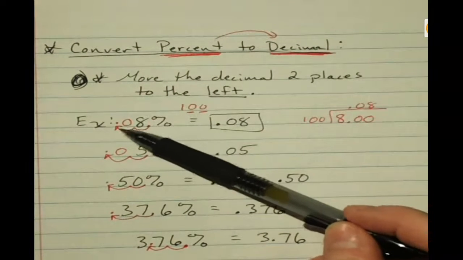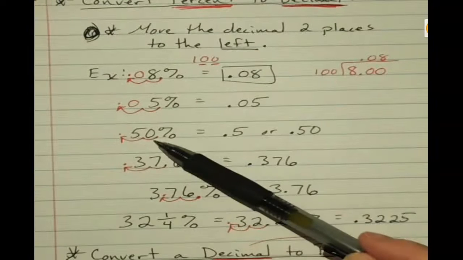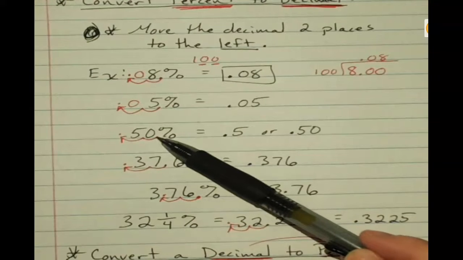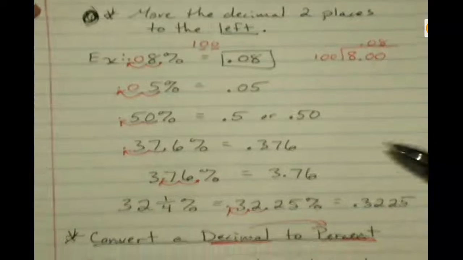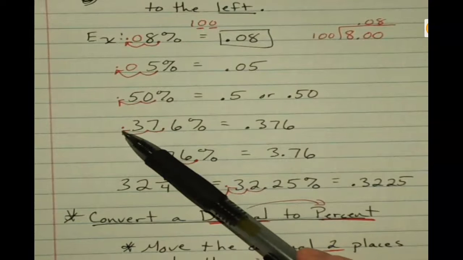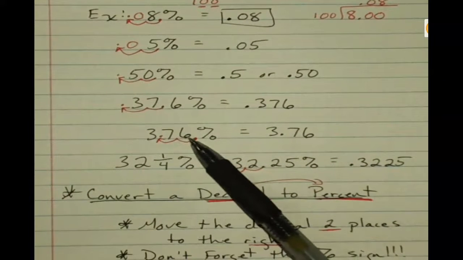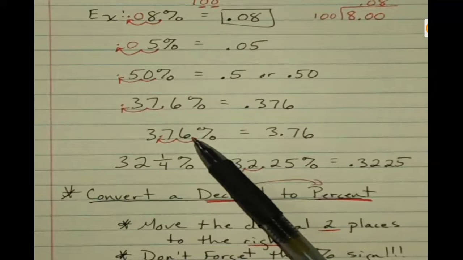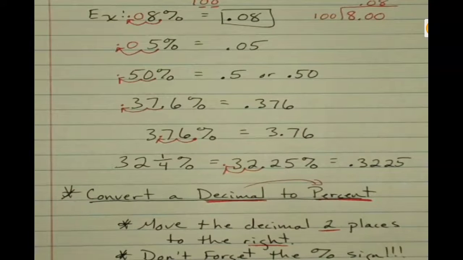8%, move it 2 places, throw in that 0, 0.08. 50%, put in your imaginary decimal, 2 places to the left, 0.5. If it's 37.6, move it 2 places, 0.376. If it's 376%, put in the little imaginary decimal, move it 2 places, 3.76.